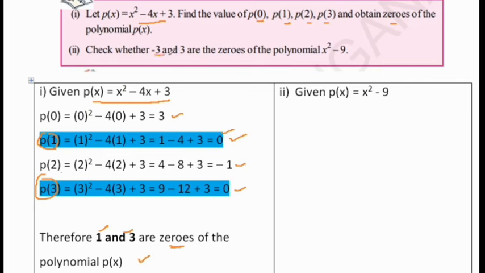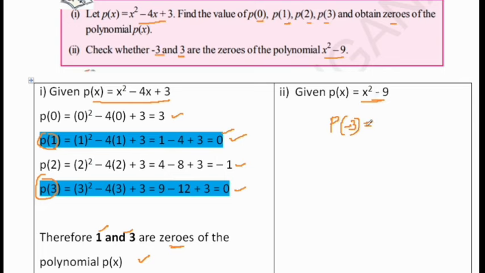Second one, check whether minus 3 and plus 3 are the zeros of the polynomial x square minus 9. Given P of x is x square minus 9. We have to replace minus 3 in the place of x. After replacing minus 3 in x, if our result is 0, then this value minus 3 will be the zero of the polynomial. Let's see whether our result is 0 or not.